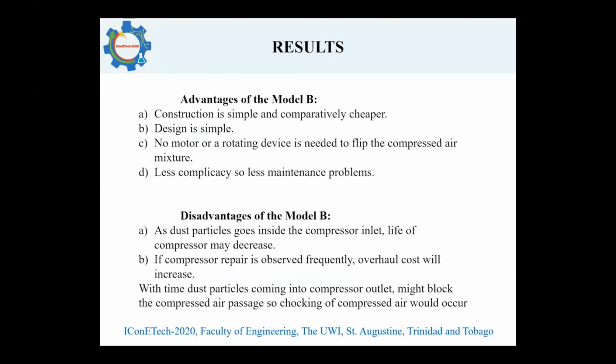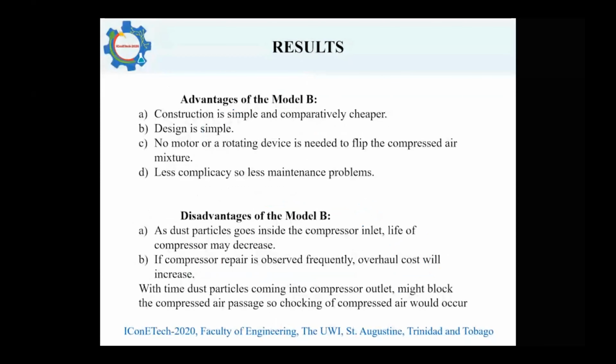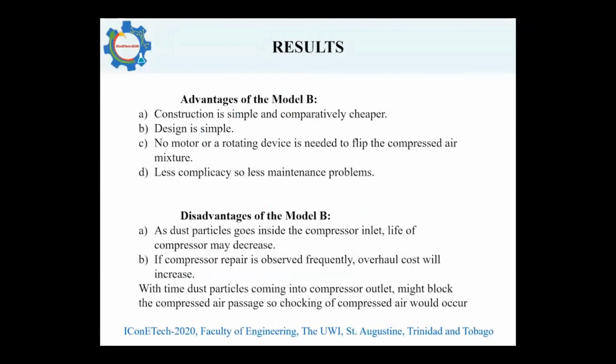Here are some of the advantages and disadvantages we have noted in Model B and Model A. Model B has a simple construction and they're comparatively cheaper. Their design is also simple. They do not require any additional motor or rotating device. This entire system is less complicated and does not require much maintenance.